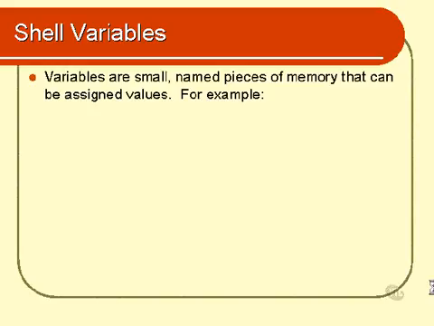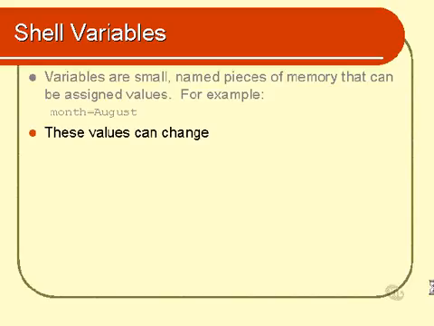Firstly, the technical definition is that a variable is a small named piece of memory that can be assigned a value. An example of a variable might be the variable called month, which I am here in this example assigning a value of August to using the equal sign. We say that the variable called month contains the value of August, and these values can change, which means of course that I could assign another value to month. I could say, well, instead of assigning August to month, I could now assign July to month.